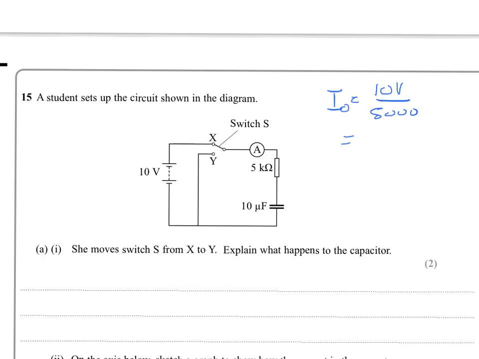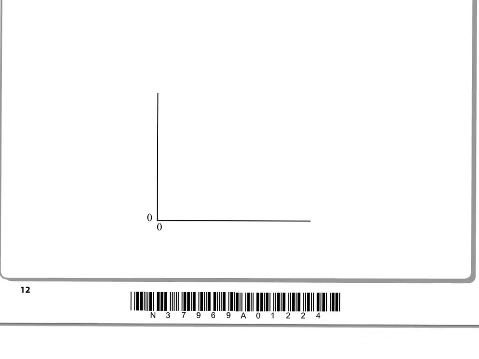So your I naught is going to be 10 volts over 5,000, which is going to be 0.002 amps, so it's like 2 milliamps. And we can also work out the time constant while we're here, with 5,000 ohms times 10 microfarads. So now we need to take those two factors down and put them on the graph.